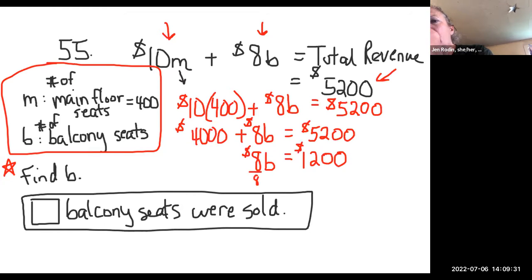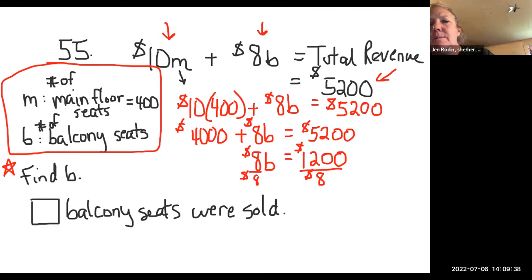Finally, when we divide by the 8 with the dollar sign, if we're real careful like that with the labels, then we could see that the 8s cancel, the dollars cancel, and we end up with 150 with no label on it. It's not dollars, it's number of seats that are sold. So that's how we'd go about that one.